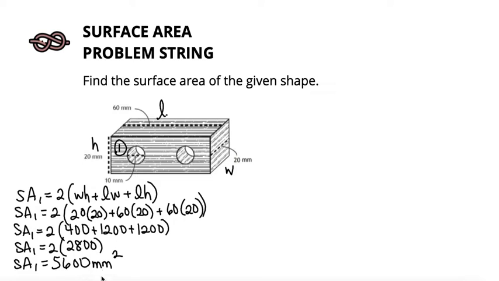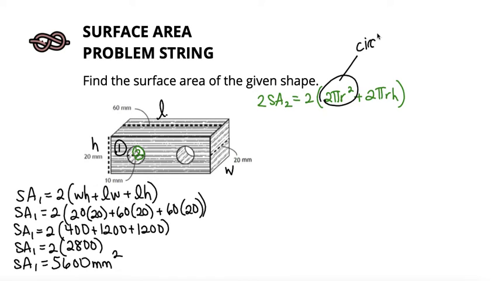Now, if we were thinking about the 2 cylinders, I would need to first think about this as being shape number 2. I have 2 of those, so I have 2 of my surface areas for shape 2. So what's the surface area now? Well, the surface area of this shape is 2 times 2 pi r squared plus 2 pi r h. But what do these mean? Well, the 2 pi r squared is the circles. So these are actually the parts that I'm cutting out. And then this is the sides of my cylinder.